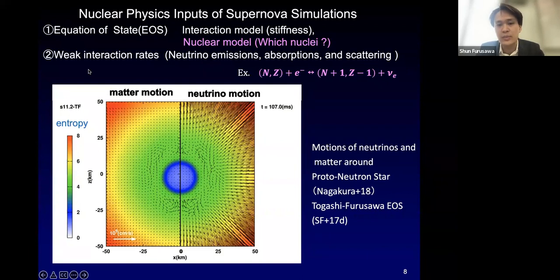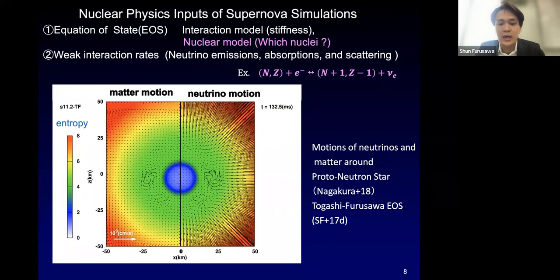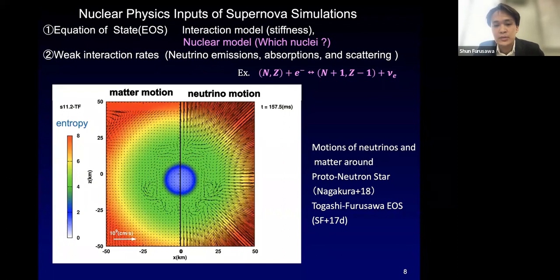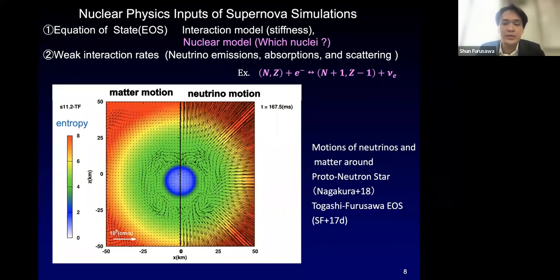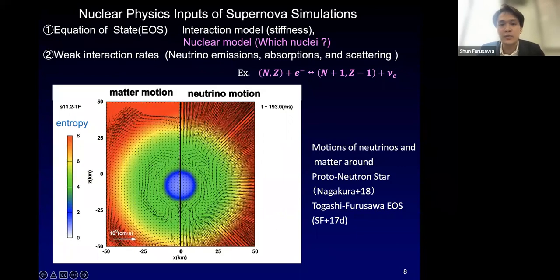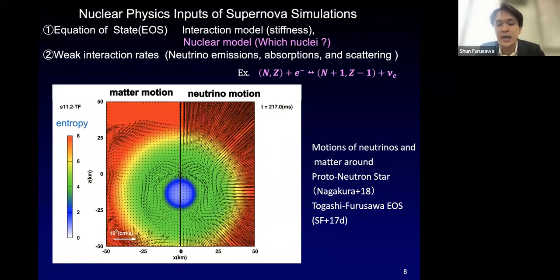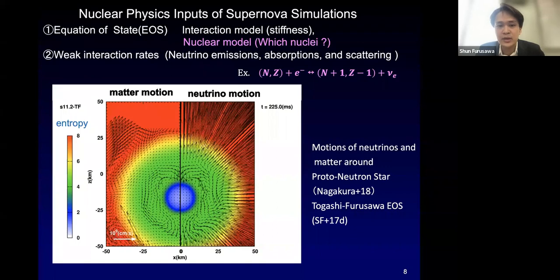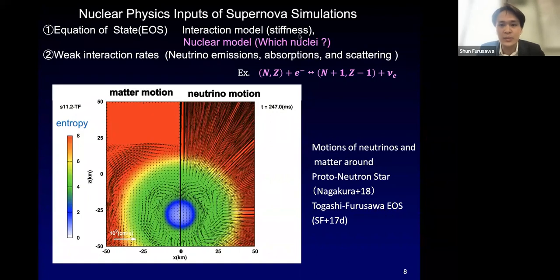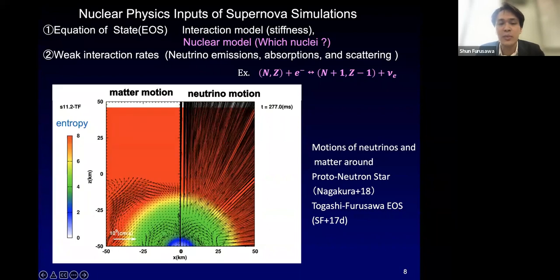One is equations of state. To construct a new equation of state, EOS, we basically need two pieces of information. One is the nuclear interaction model, such as Skyrme-type interaction, relativistic mean field theory, or chiral effective theory. The interaction model is important to determine the stiffness of the matter and the entropy of matter.